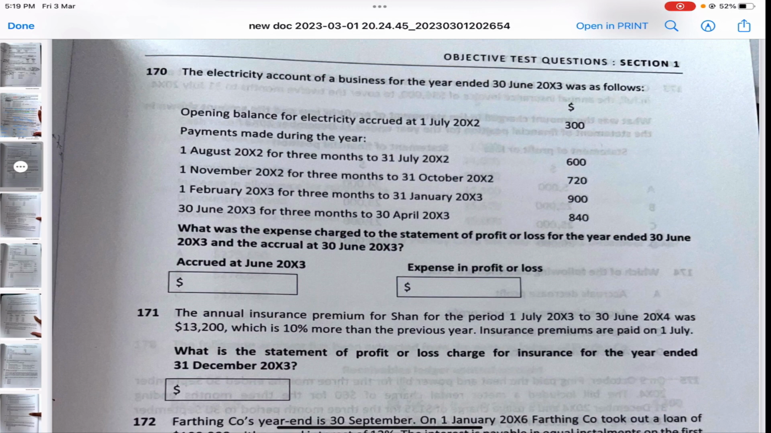The electricity account of a business for the year ended 30 June 2003 was as follows. So all this is given. What was the expenses charged to the P&L and accrual? Okay.